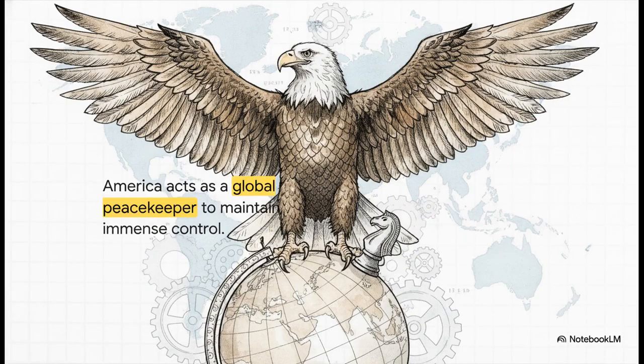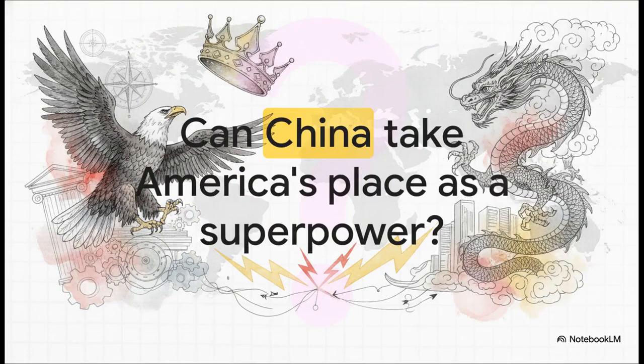And this essentially became the modern American playbook, the strategy of indirect global influence. Instead of continuing to expand its physical borders, the U.S. started intervening in the internal affairs of other nations. They stepped into the role of a global peacekeeper, which allowed them to maintain immense control and secure their own strategic interests worldwide. Which brings us right to today.